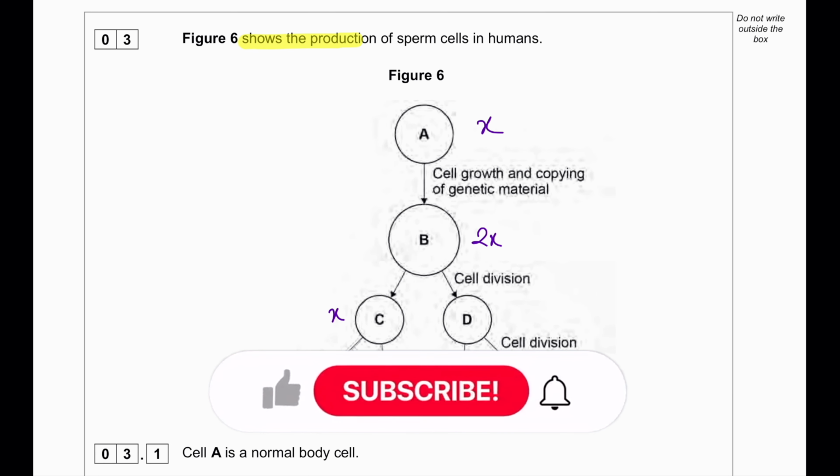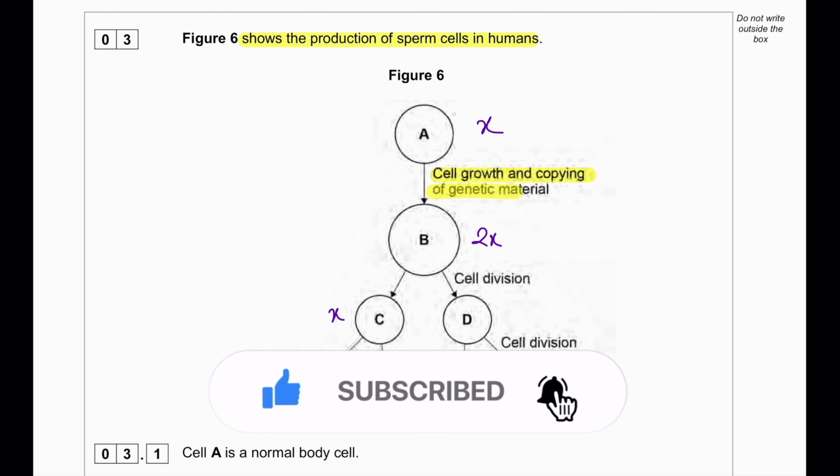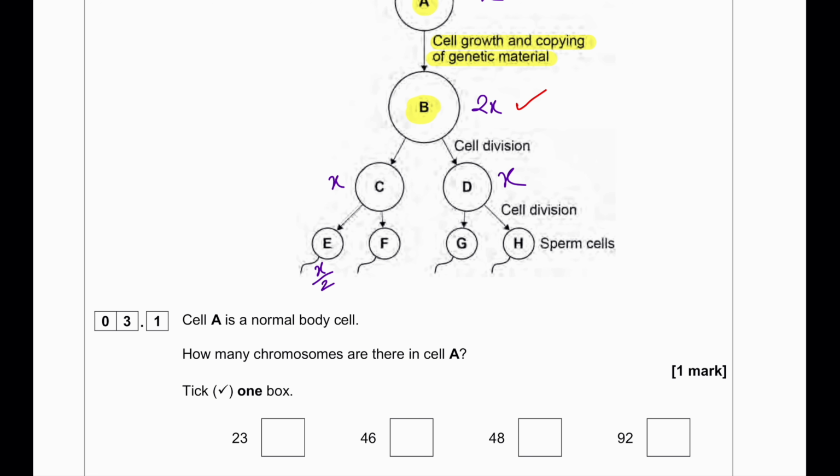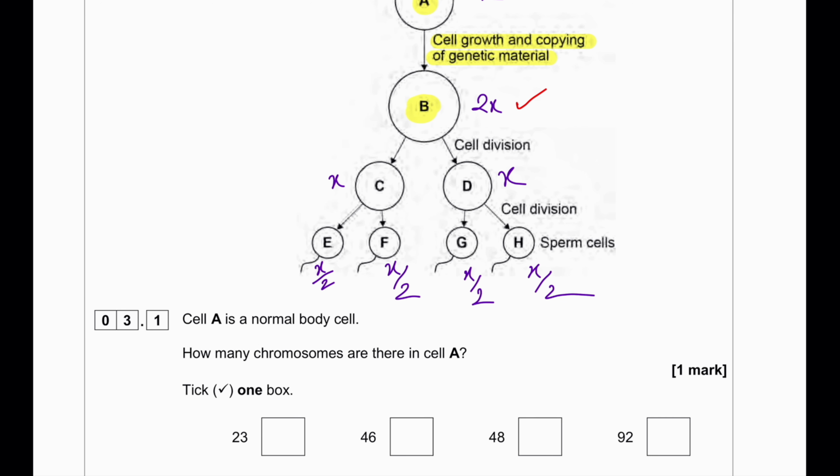Figure 6 shows the production of sperm in humans. Cell growth and copying of genetic material occurs from A to B. Whenever a cell is copying genetic material, it is going from 1x to 2x, so the amount of genetic material is doubling. Then cell division occurs, which allows the cell to divide the 2x quantity between C and D. Now, if it is going to E and F, it must be x over 2, which will all add up to produce the 2x.